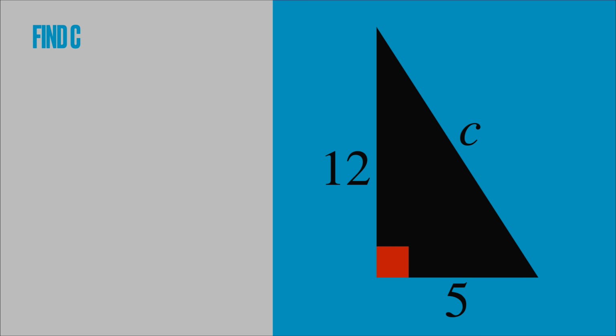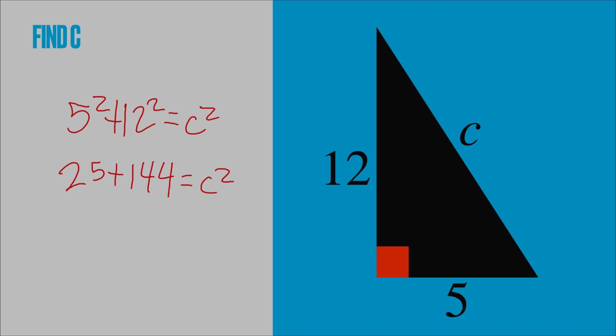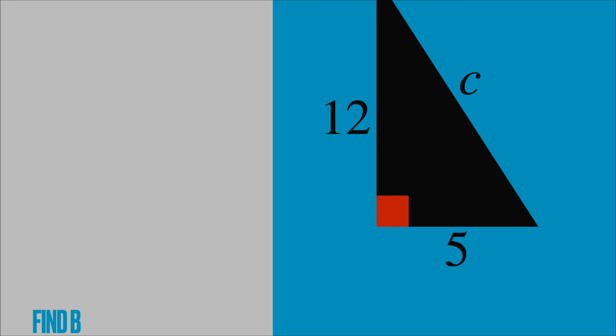So we have a 5 and a 12, and we're looking for C. So what we have to do is use the Pythagorean theorem. 5 squared plus 12 squared equals C squared. So let's see, 5 squared is 25. 12 squared is not 120 something, it's 144. And that's going to equal C squared. 25 plus 144 is 169, which is C squared. Then we square root 169, and the square root of 169 is 13, meaning C is 13. There we go. All right, let's try this one.